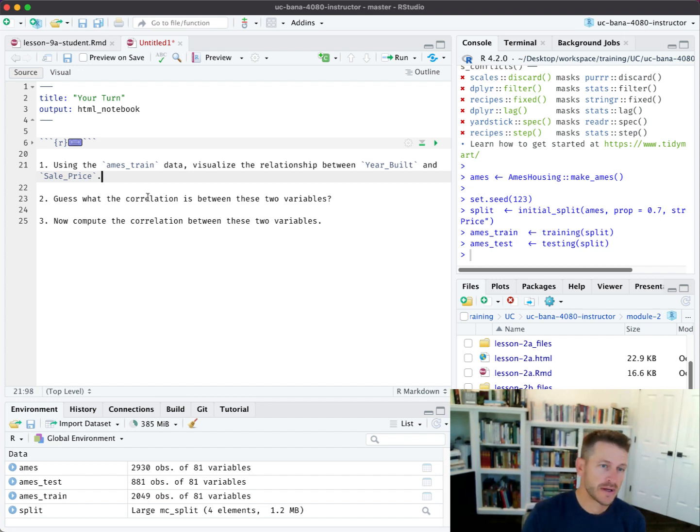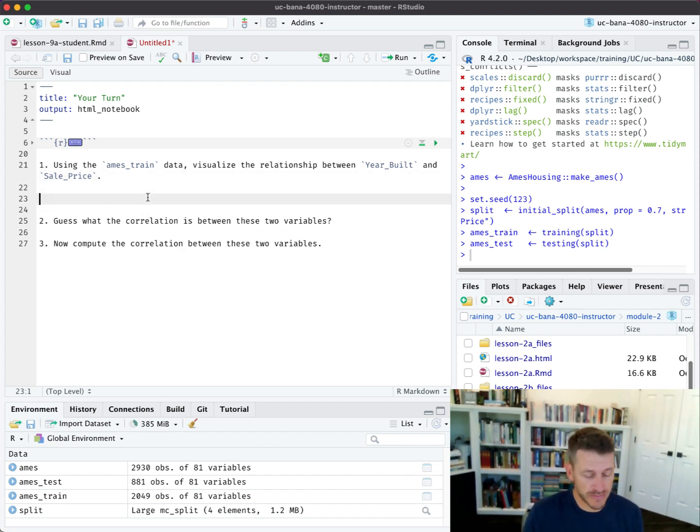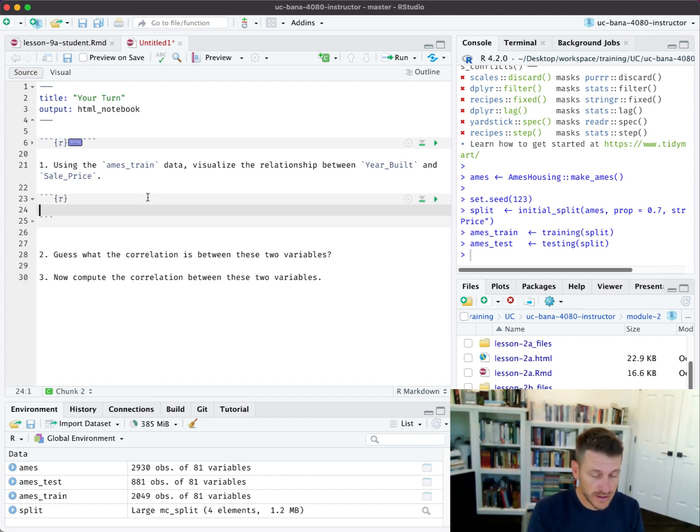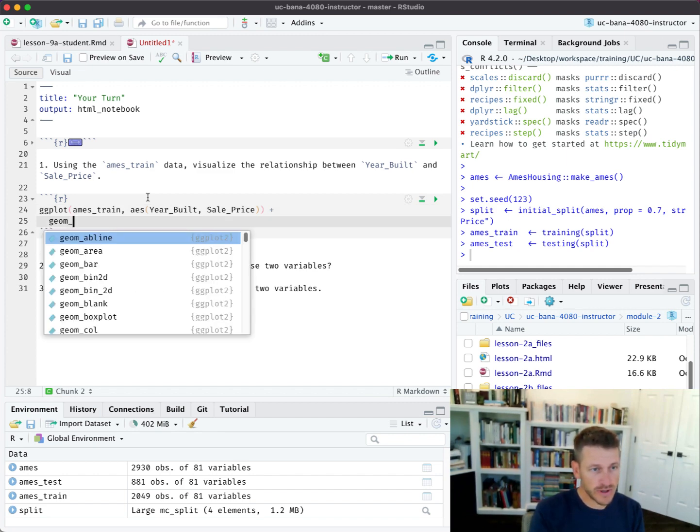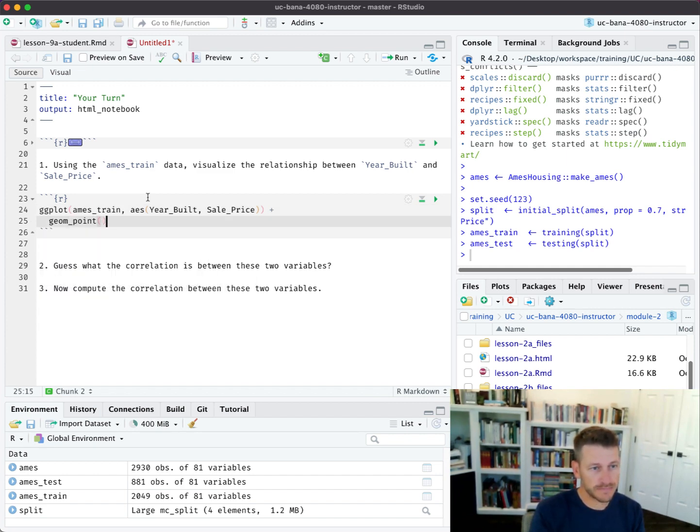built. And then I'm going to take a guess at what that correlation is, and I want to compute the correlation. So let's take a look at the visual relationship. So I'm going to use our training data to do this, and the variables we want to look at are year built on the x-axis and sale price on the y. And we'll just do a scatter plot.